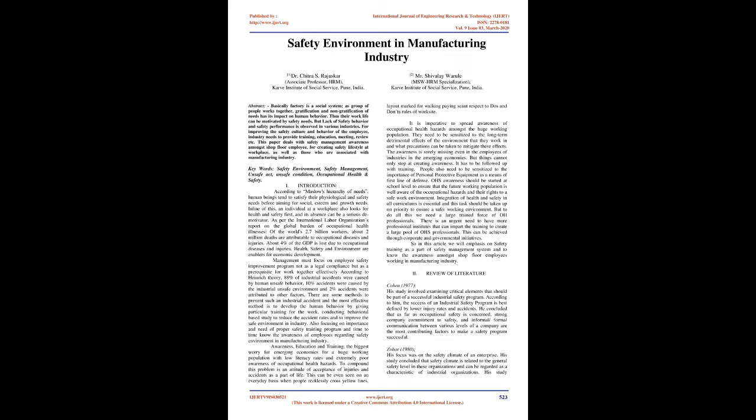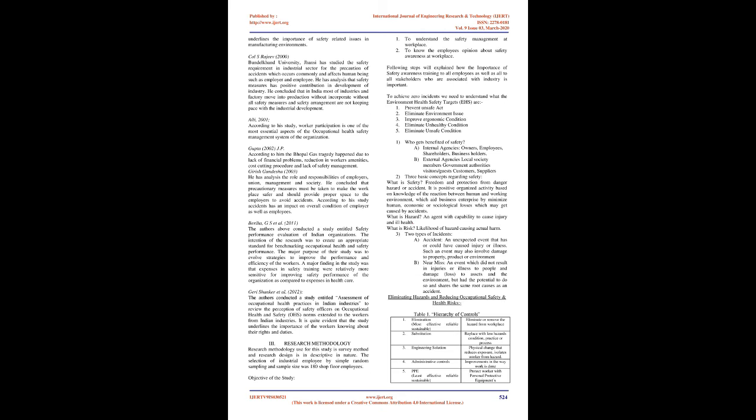2. Review of literature. Cohen, 1977. His study involved examining critical elements that should be part of a successful industrial safety program. According to him, the success of an industrial safety program is best defined by lower injury rates and accidents. He concluded that as far as occupational safety is concerned, strong company commitment to safety, and informal and formal communication between various levels of a company are the most contributing factors to make a safety program successful.